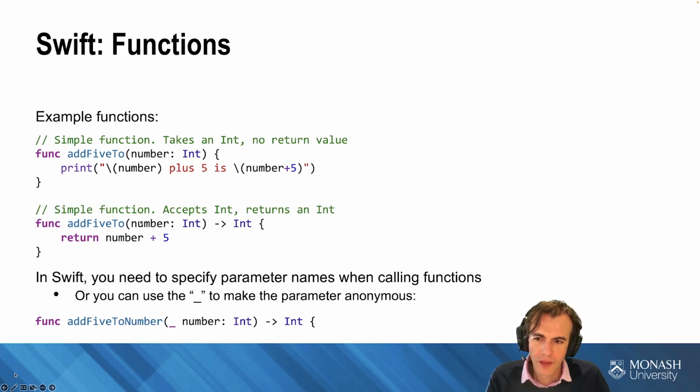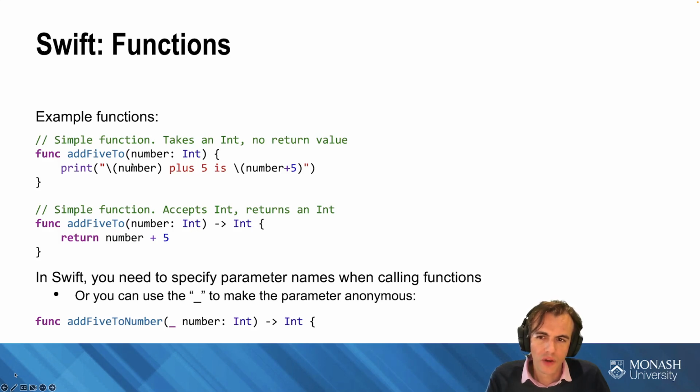Now, one other interesting point is if you were to make a call to this function, you would need to specify the name of this parameter. And the way that you can avoid that, if you don't wish to specify the name of a parameter, is that you can make that parameter anonymous, and you do that by putting an underscore. Now you still need the parameter name itself because you want to refer to it inside the function, but this just means when you make a call to the function you don't need to specify it.